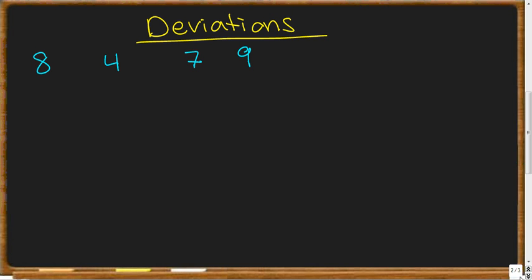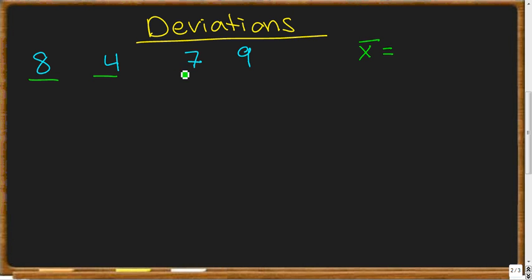Now, if we want to figure out how we use numbers to describe that, we need to look at some actual numbers. So we've got 8, 4, 7, and 9. Normally you'll be dealing with a lot more numbers, but this will work for our purposes today. The first thing we want to do, if we're going to understand how spread data is, is to first establish where the center of our data is. So we're going to want to find the mean here.